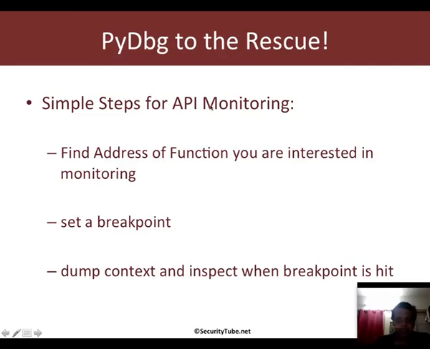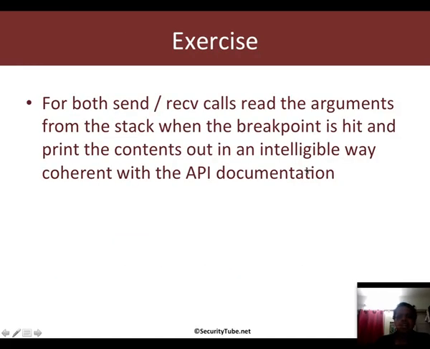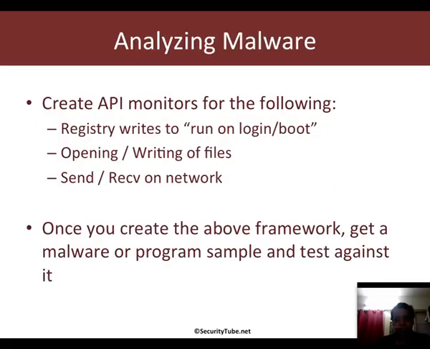Let's come back to our presentation. So what we learned was just fantastic, right? However, the output which was there was still a bit rustic, and hence the first exercise I want you to try is to read all the arguments of the stack for both the send and receive calls. Which means you create two breakpoints, one for send, one for receive, and then read all the arguments and print them out in an intelligible way, which is coherent with the API documentation for send and receive. So look that up on MSDN as well to understand what the documentation says.